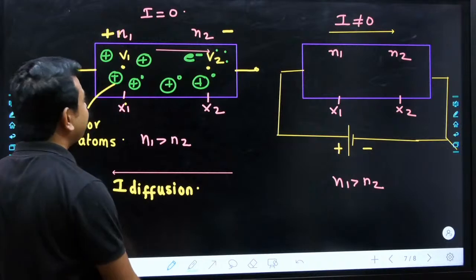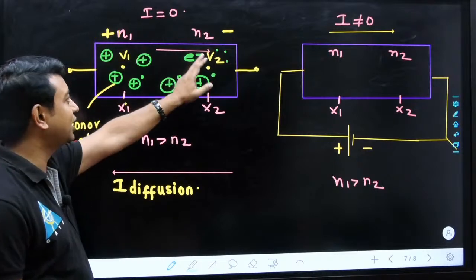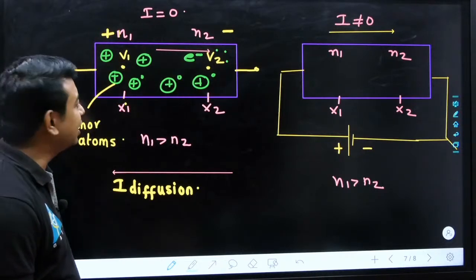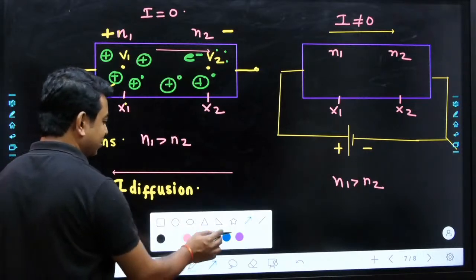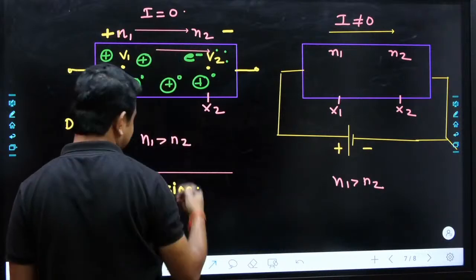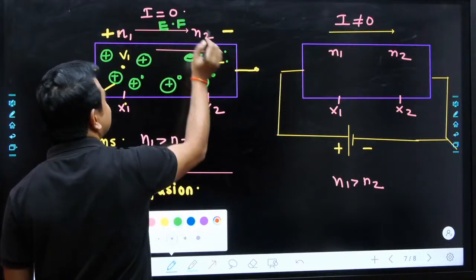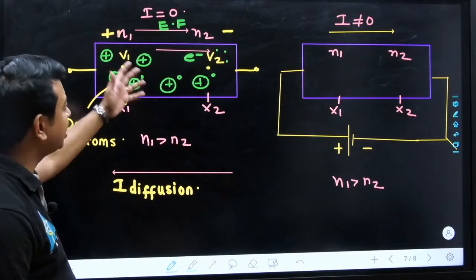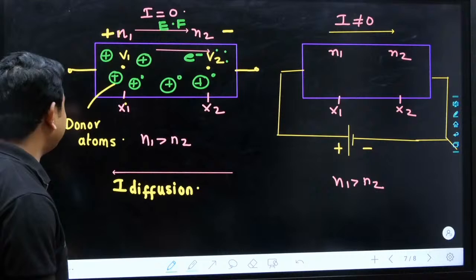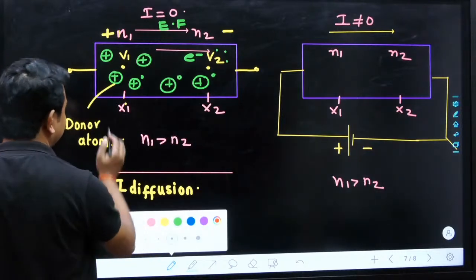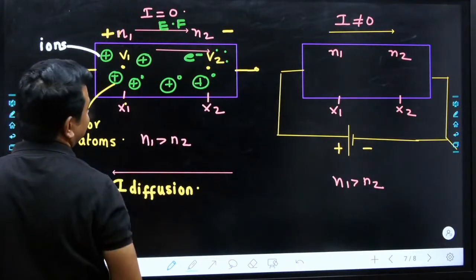Now, what will happen? Because of the movement of electrons, there exists a positive potential here and a negative potential here. We know that if we are having a potential difference, definitely we are having an electric field. And what is the direction of electric field? The direction of electric field is in this direction. So, this is the direction of electric field within the semiconductor. Because of the presence of ions, the donor atoms will become ions now. So, this particular point I will represent as the ions which are present after the movement of the electrons to the other side.